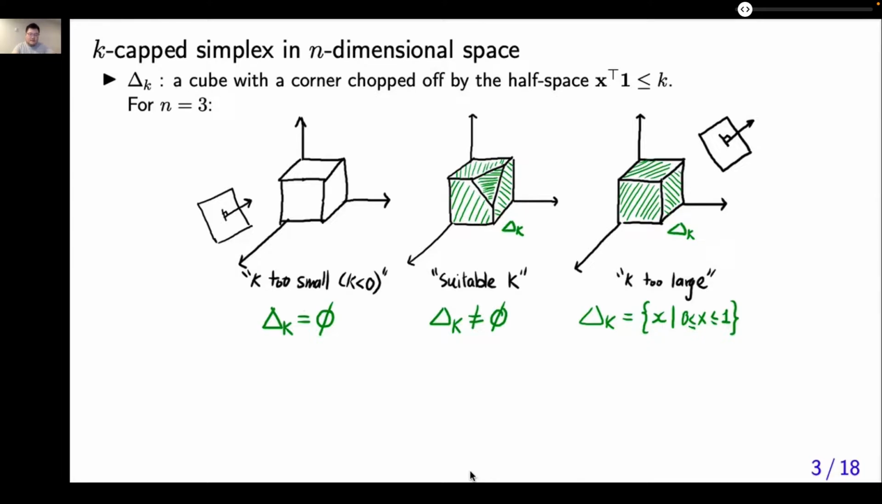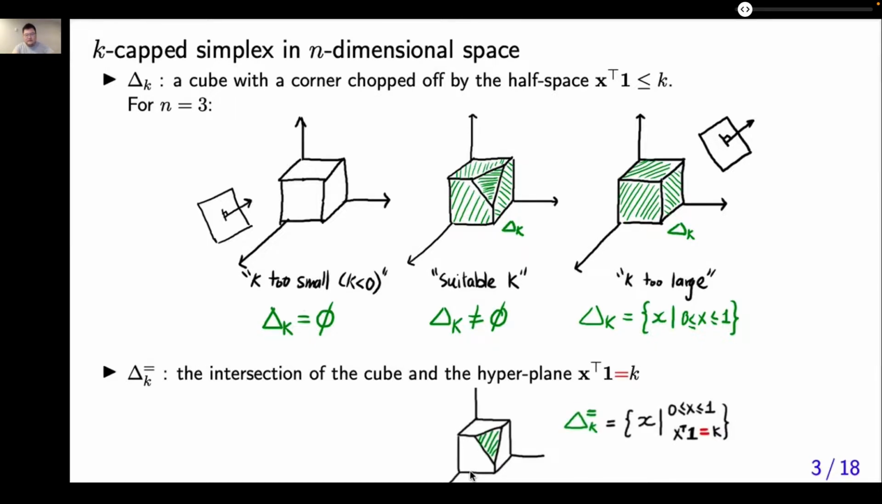For the middle figure, for some suitable K, delta K represents a hypercube with a corner being chopped off. We also denote that if we replace the half space by the hyperplane constraint, then this delta K with an equal sign is the intersection of the cube and the hyperplane. So for example, in the three-dimensional case, the intersection will be this triangle.